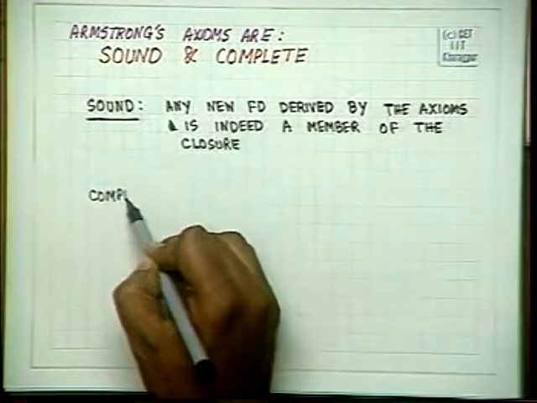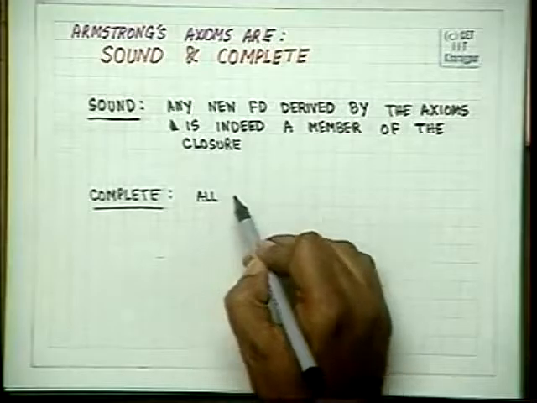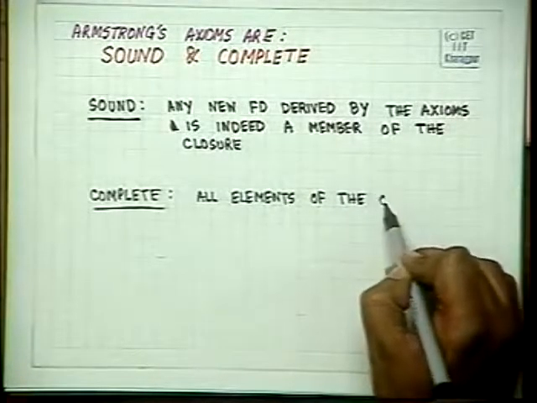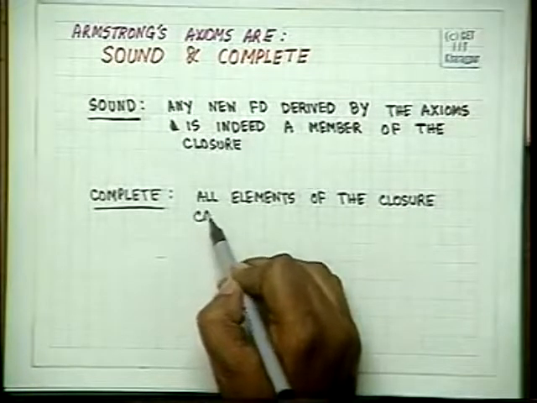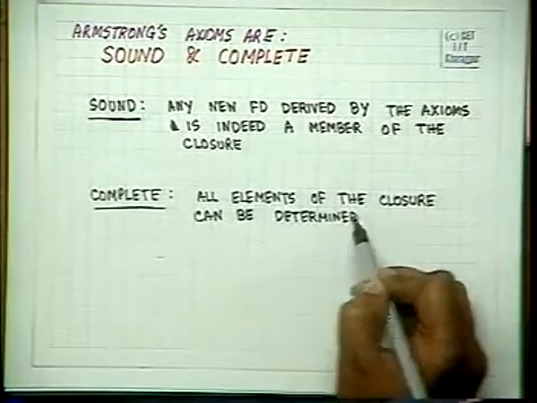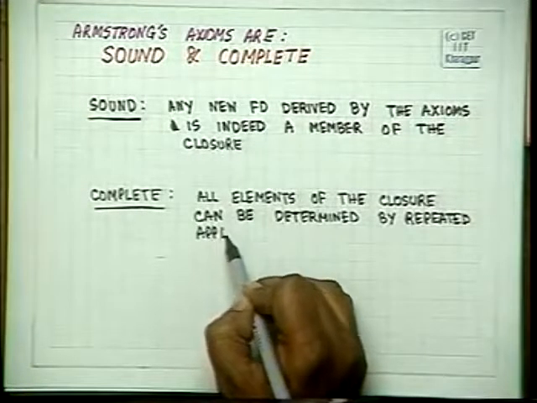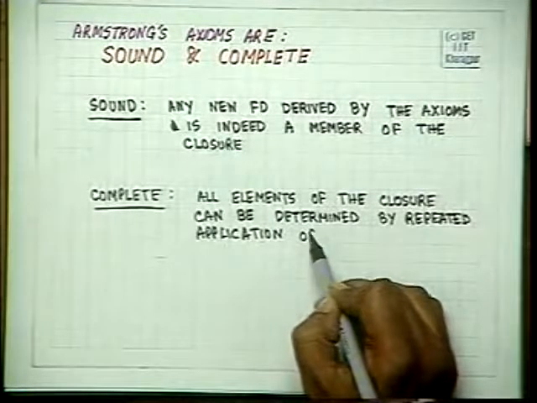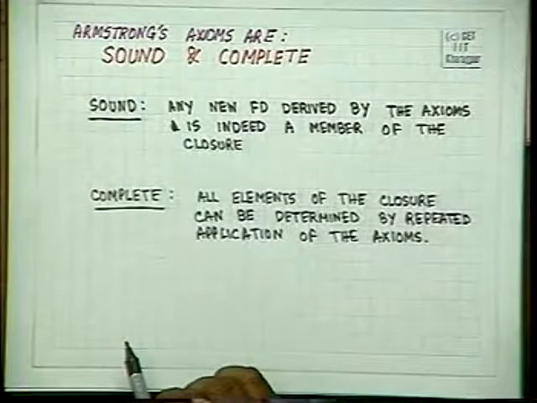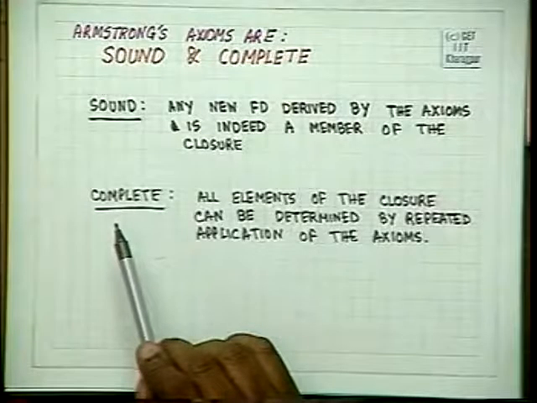The more important proof was that all elements of the closure can be determined by repeated application of the axioms. Therefore, Armstrong's axioms are the necessary and sufficient conditions to obtain the closure of a set of functional dependencies.